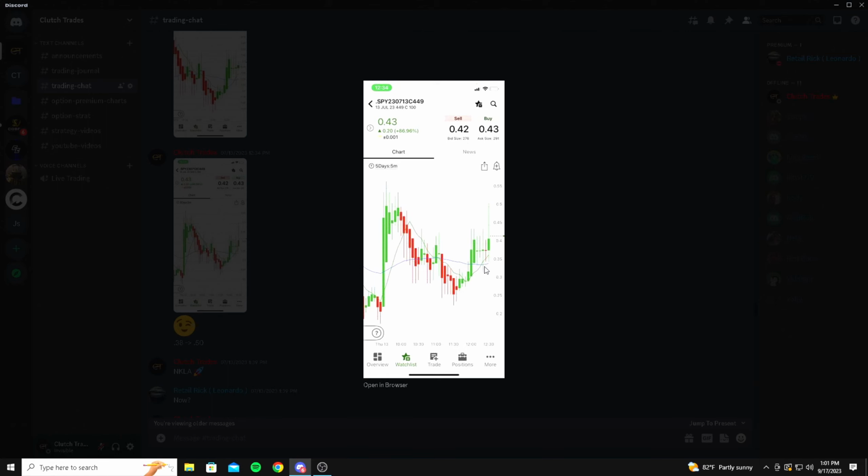We crossed. Your risk is that 50 SMA. We hold that 50 SMA, you're good to stay in the trade, which we did. 0.35 to like 0.50 right there. So super nice move. As you can see, the system works great, man. System is one of the best out there for sure, if not the best.